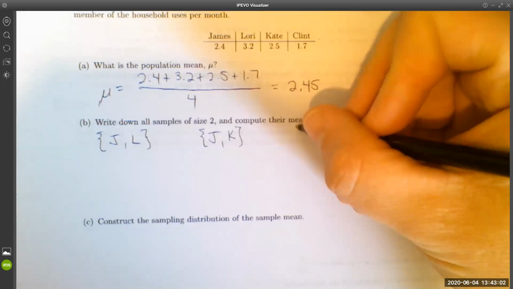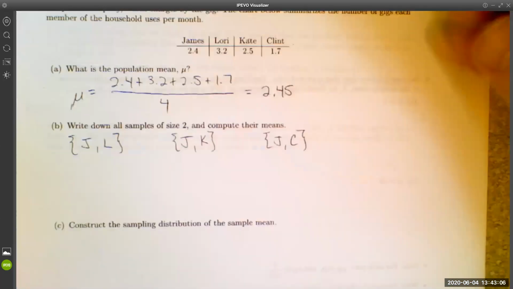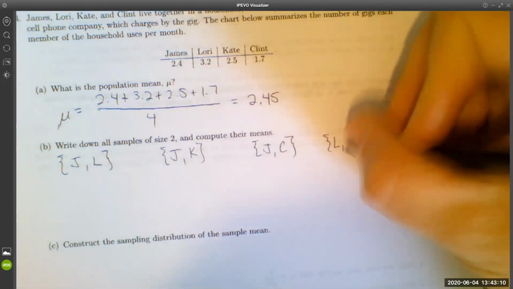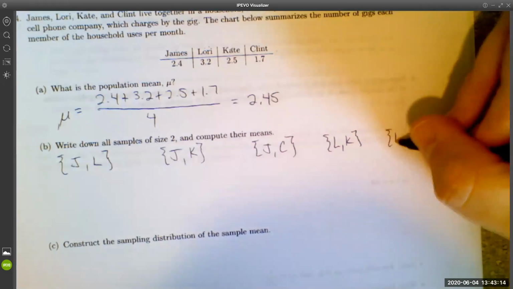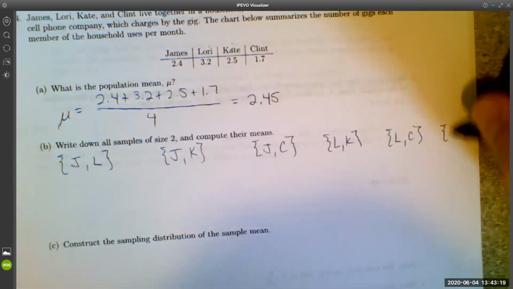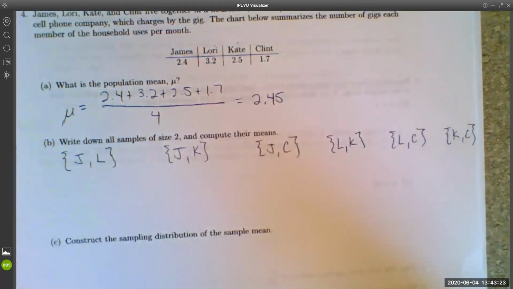Oh, I better write these closer together or I'm going to run out of space. James and Clint. Okay, another possibility would be Lori and Kate. Lori and Clint. And then Kate and Clint. Okay, so those are all of the possible samples of size 2.